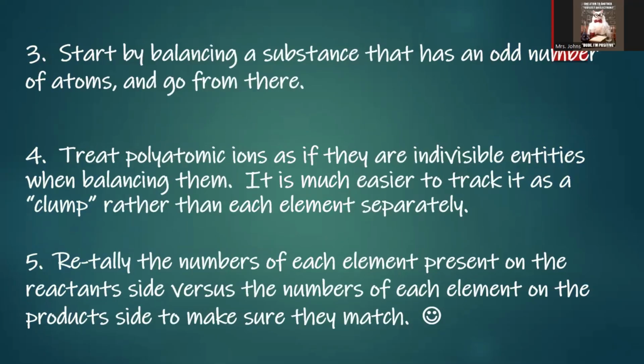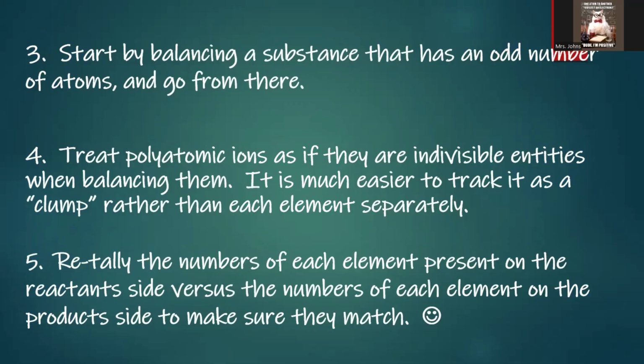Then after you look at the numbers, it seems to me that it's easier if you start with whatever molecule has an odd number of atoms compared to the other side. So if you have 3 oxygens or 1 oxygen on the right-hand side, I like to start with doubling that and trying to balance it with the left-hand side.